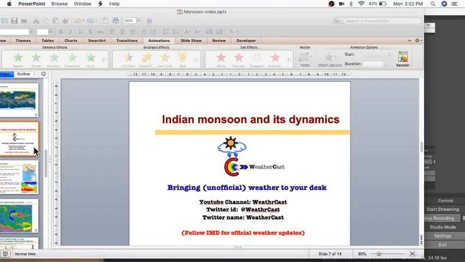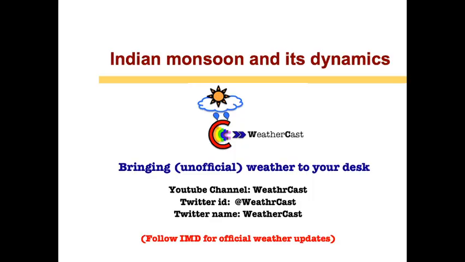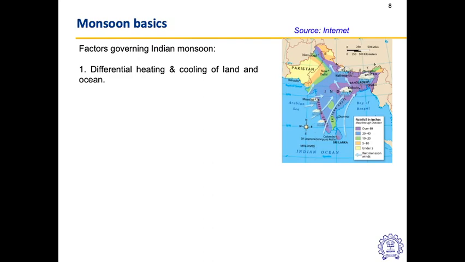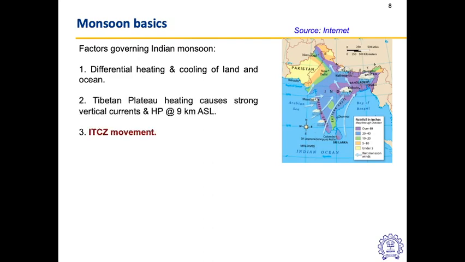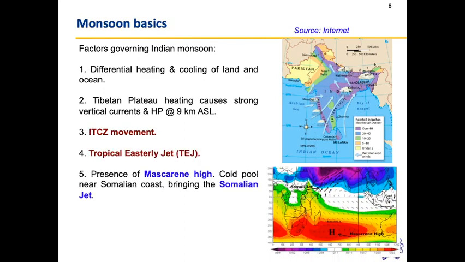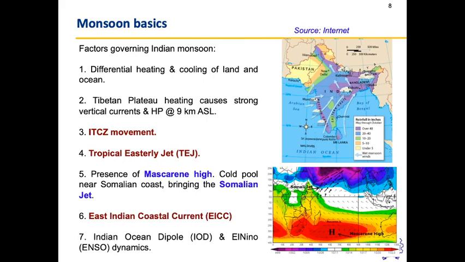So this is part 2 of the Indian monsoon. I hope you have watched the part 1 video. Just a quick recap: in part 1 I discussed the basic factors governing the Indian monsoon: the Tibetan Plateau, ITCZ movement, tropical easterly jet, Mascarene High and the Somali jet, and EICC and Indian Ocean Dipole and El Nino.